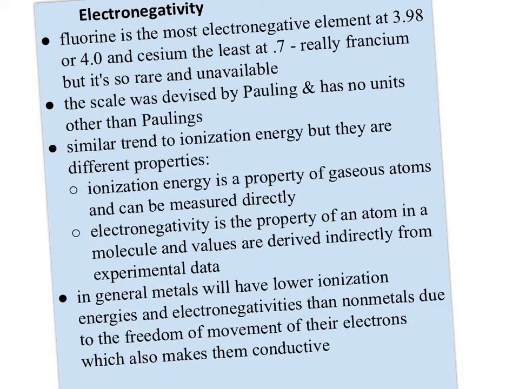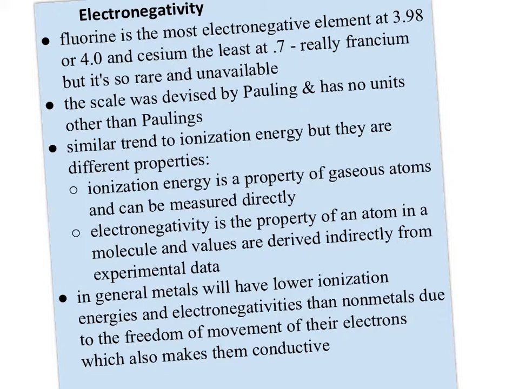And again, the trends are similar to ionization energies, but they are different properties because ionization energy is a property of a gaseous atom, and we can measure it directly, how much energy we have to put in to remove that electron. Electronegativity is a property of an atom in a molecule, so values have to be derived indirectly from experimental data. But in general, metals will have low ionization energies and low electronegativities, making them large losers in the lower left, and nonmetals are going to tend to be small and tight in the high right corner, making them more likely to gain electrons.